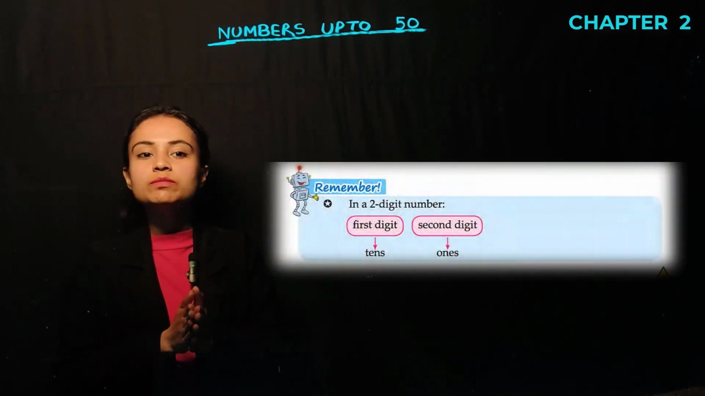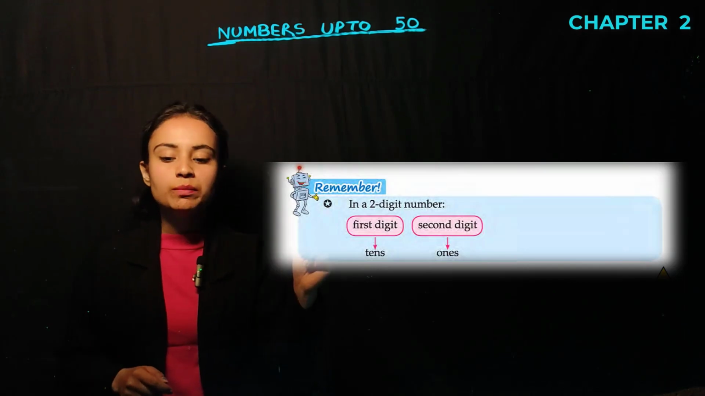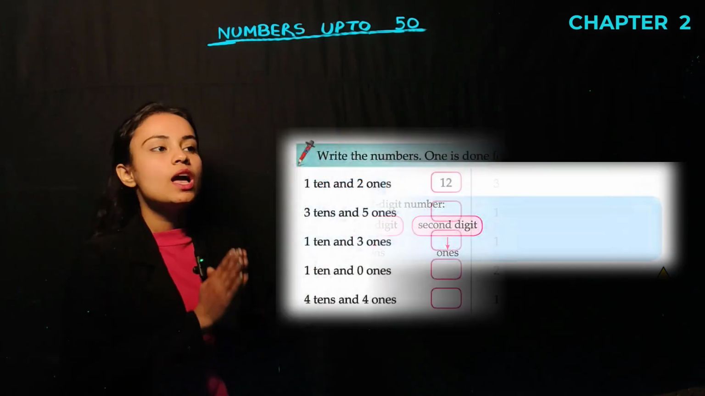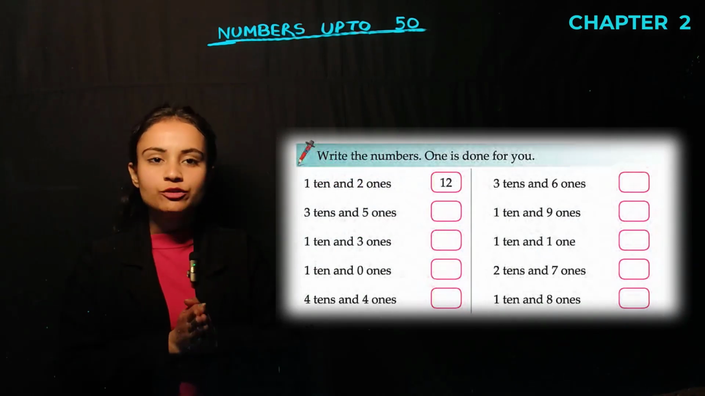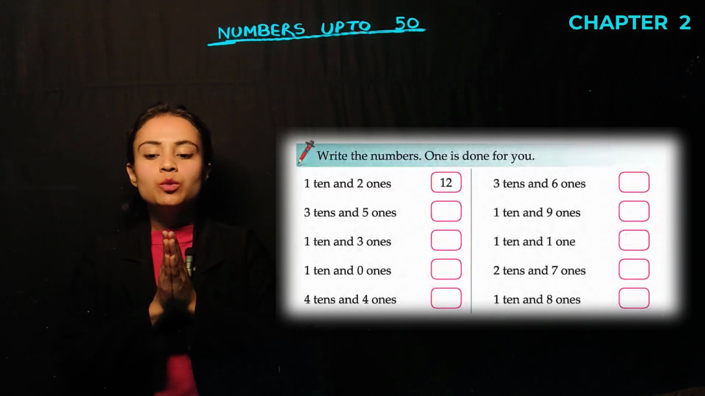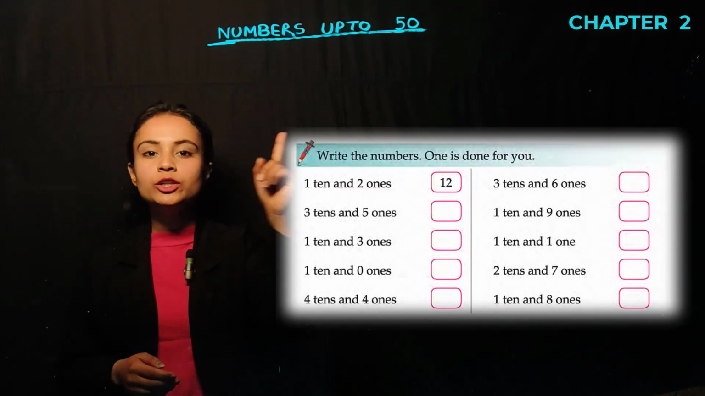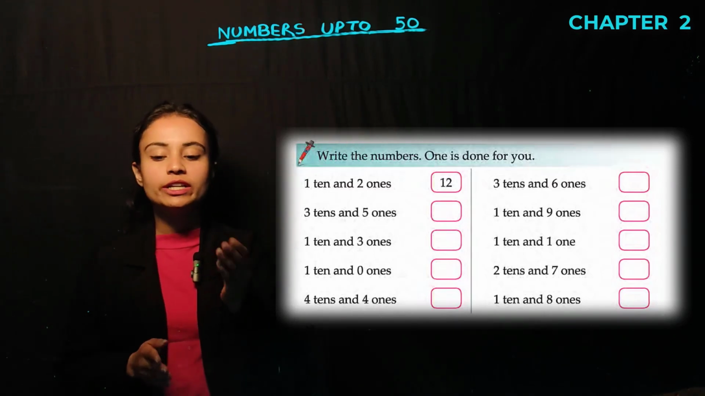So here comes a point to remember. Let's see what it says. In a 2-digit number, the first digit is tens and the second digit is ones. Here we have to write the numbers. One is already done for you. Let's see the first part only. 1 ten and 2 ones. So 1 ten and 2 ones means 1 2, which becomes 12. So we have to write 12 in the box, which is already written for you.